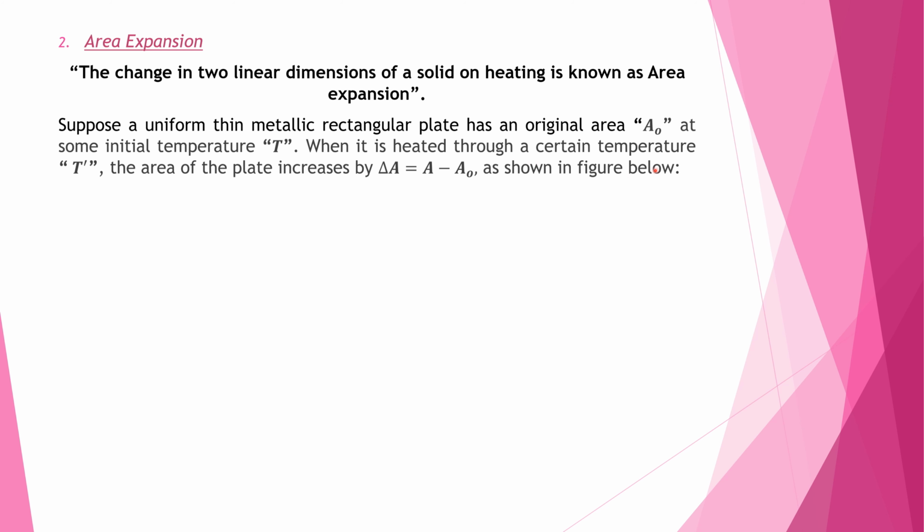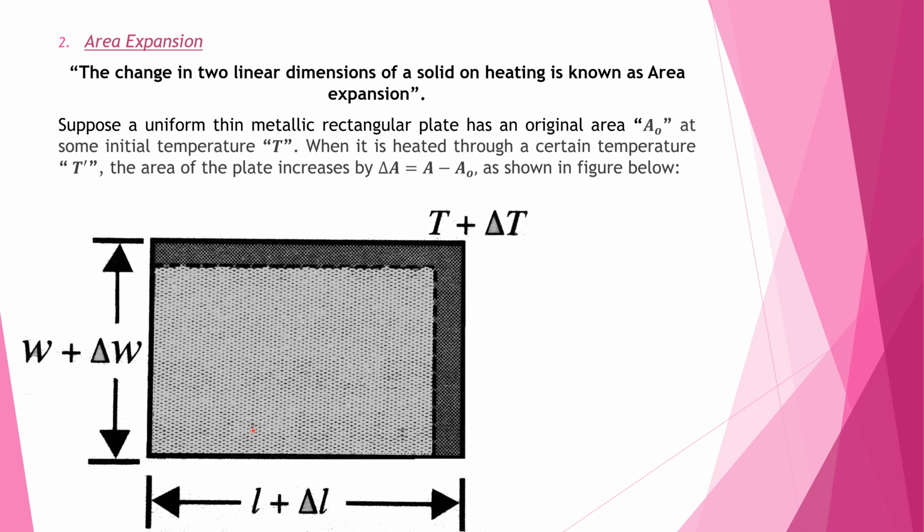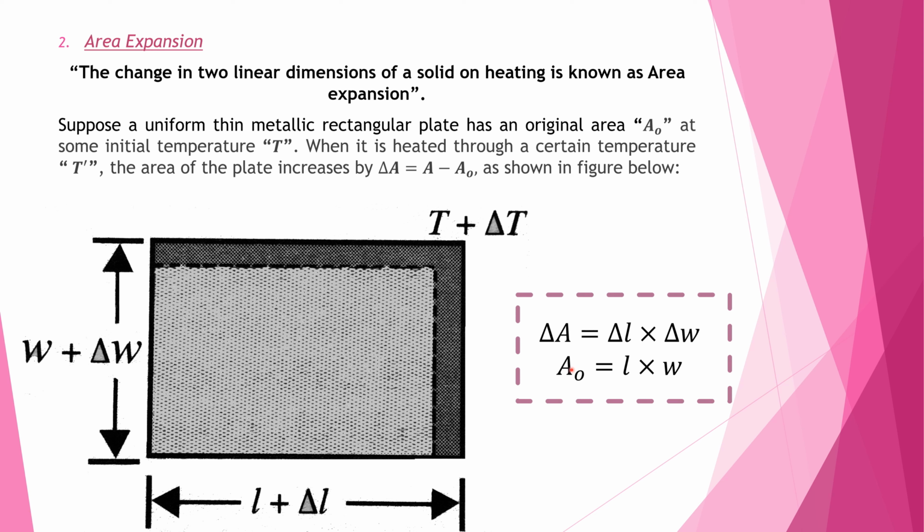When it is heated through a certain temperature T prime, the area of the plate increases by delta A, which is equal to A minus A naught, where A is the final area of the plate and A naught is the initial area. So this is the diagram in which if the temperature of the plate increases by delta T, the length of the plate increases to L plus delta L, and width of the plate increases to W plus delta W. And we know that delta A is equal to delta L into delta W, and A naught is equal to L into W.